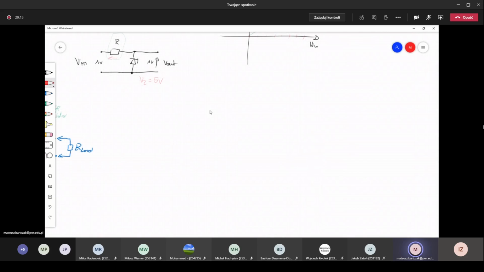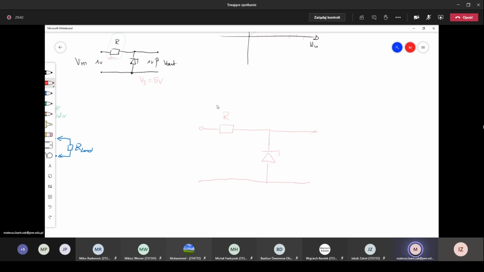Okay, and now what is your first task for today? Yeah, what is your first task of today? Okay, so you need to create this kind of circuit in Tinkercad. So R, and then the Zener diode. You need to place the R and the Zener diode like that.